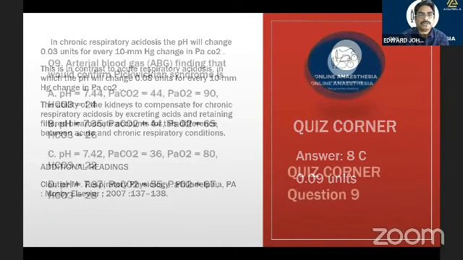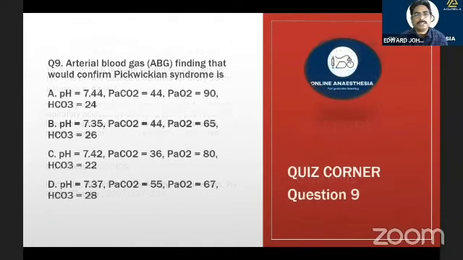The ninth question: the arterial blood gas finding that would confirm Pickwickian syndrome is: pH 7.44, PaCO2 44, PaO2 90, bicarbonate 24; or pH 7.35, PaCO2 44, PaO2 65, bicarbonate 26; or pH 7.42, PaCO2 36. So you have started answering.